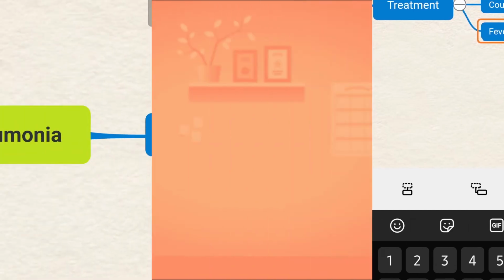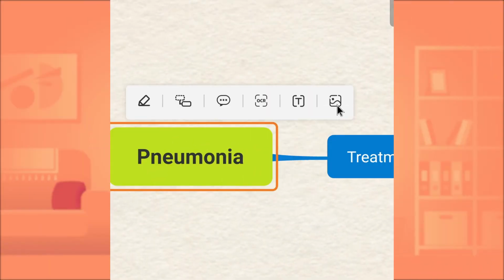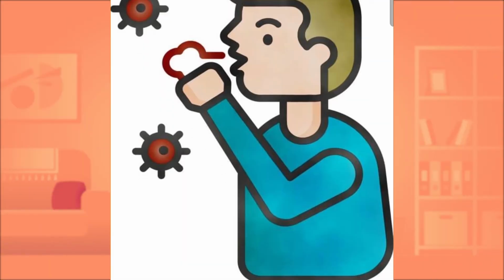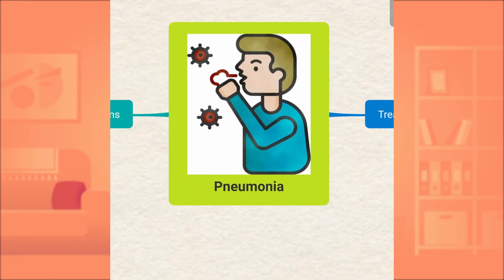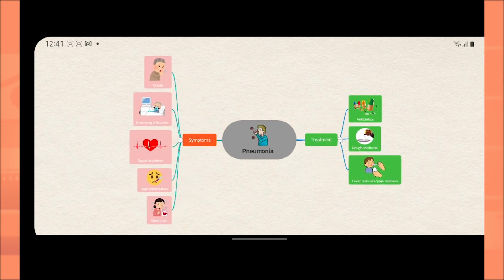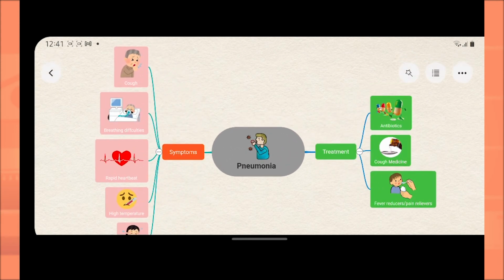To add an image, press the node and look for this icon and tap it. Look for the image and press it. The image will then be imported right away. If you wish, you can also change the color of the nodes, fonts, and lines.